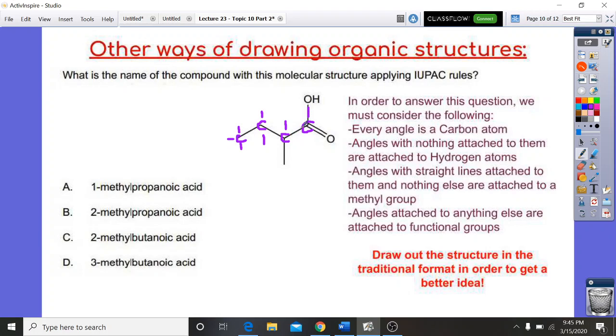It's also connected to this carbon here, and then it's double bonded to this oxygen here, so it doesn't have any hydrogens attached to it. This one, though, has a carbon attached to it, another carbon, and then this line here. So angles with straight lines attached to them and nothing else are attached to methyl groups. Methyl is CH3, okay? So this is attached to CH3. Angles attached to anything else are attached to functional groups, such as this one here and this one here.